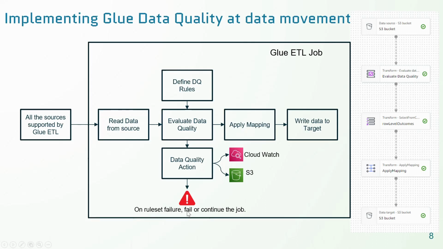Either we can go ahead and continue the job in case the data quality checks are passed, or if we decide to load the target even after the checks have not passed, that's also possible. Or we can go ahead and fail the job in case of data quality rule failure. The outcome of the rules can also be written to CloudWatch as well as S3. After the evaluate data quality node, we can go ahead and have our regular nodes like apply mapping, any other transformation nodes, and finally we can write the data into the respective target. So this is the process of how we can implement data quality for the Glue ETL jobs.